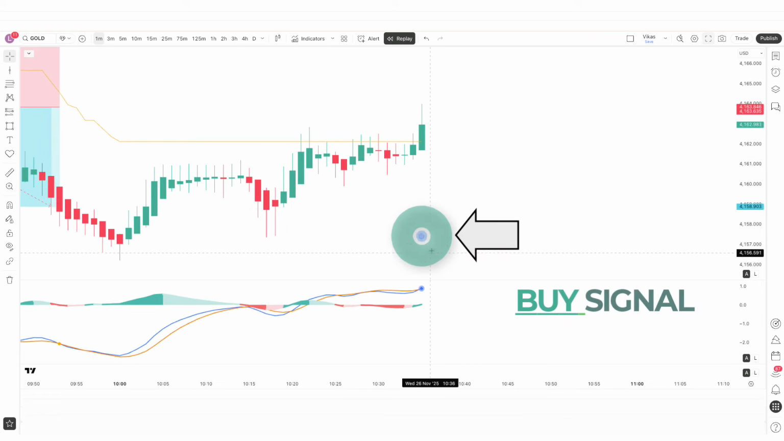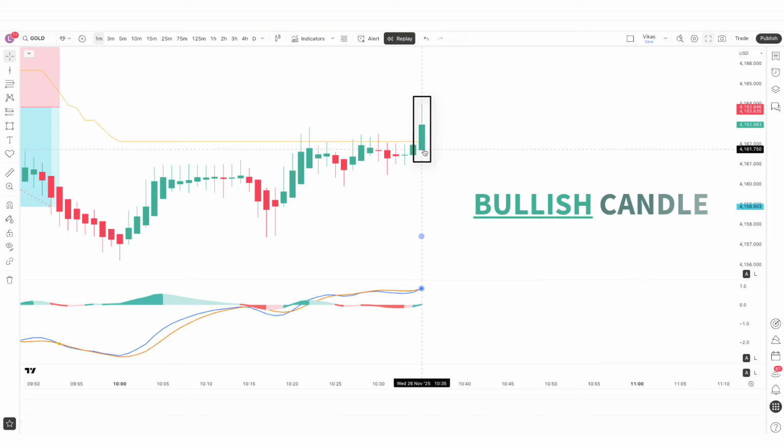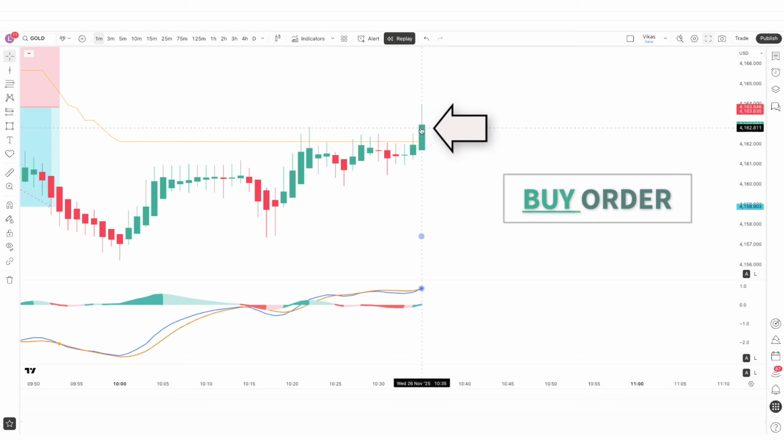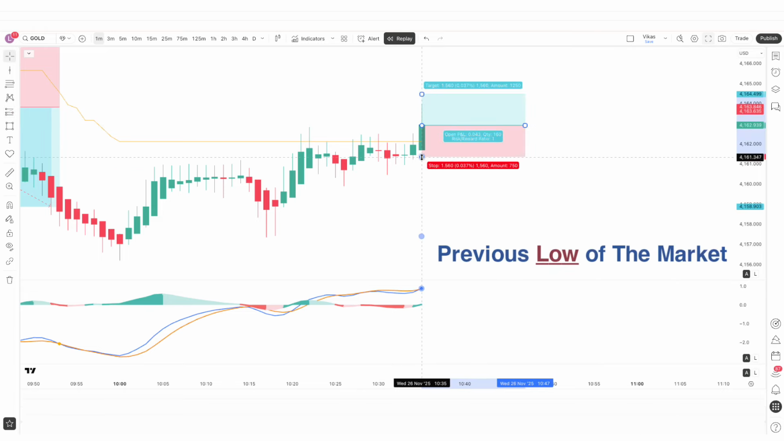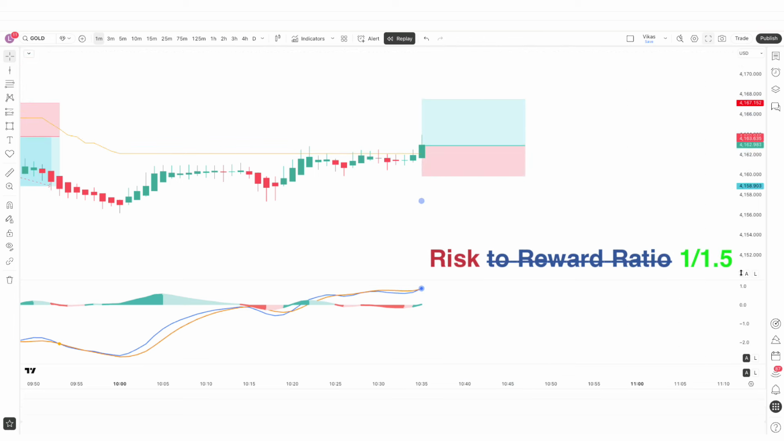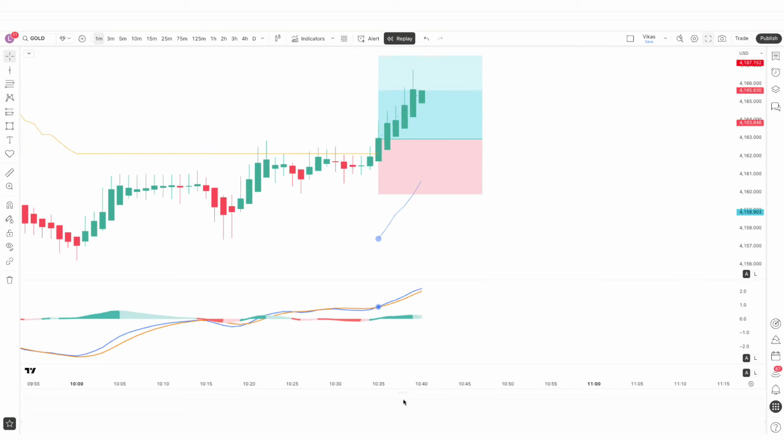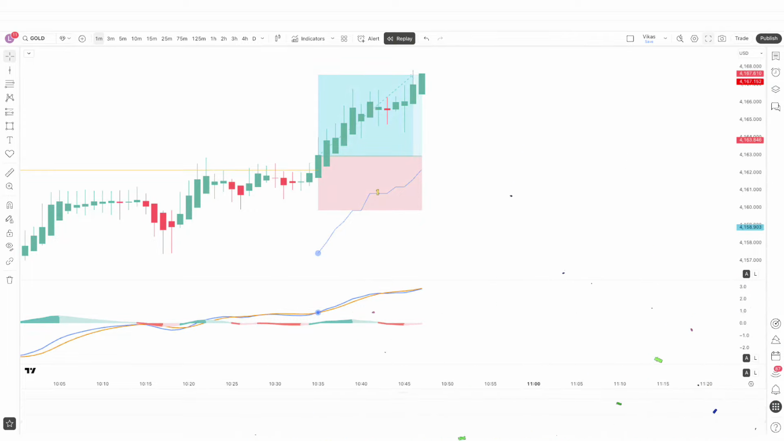Here, the Holt-Winters Smoothing circle of this indicator is blue, a buy signal. Here, the MACD Holt-Winters shows the green area. Here, the market has made a bullish candle to give confirmation, so all our conditions are being fulfilled. So we are placing an order to buy. Our stop loss is to be placed at the previous low of the market, and the risk to reward ratio will be 1:1.5. Let's see what happens to our trade. We have won the trade. Let's find the next trade.